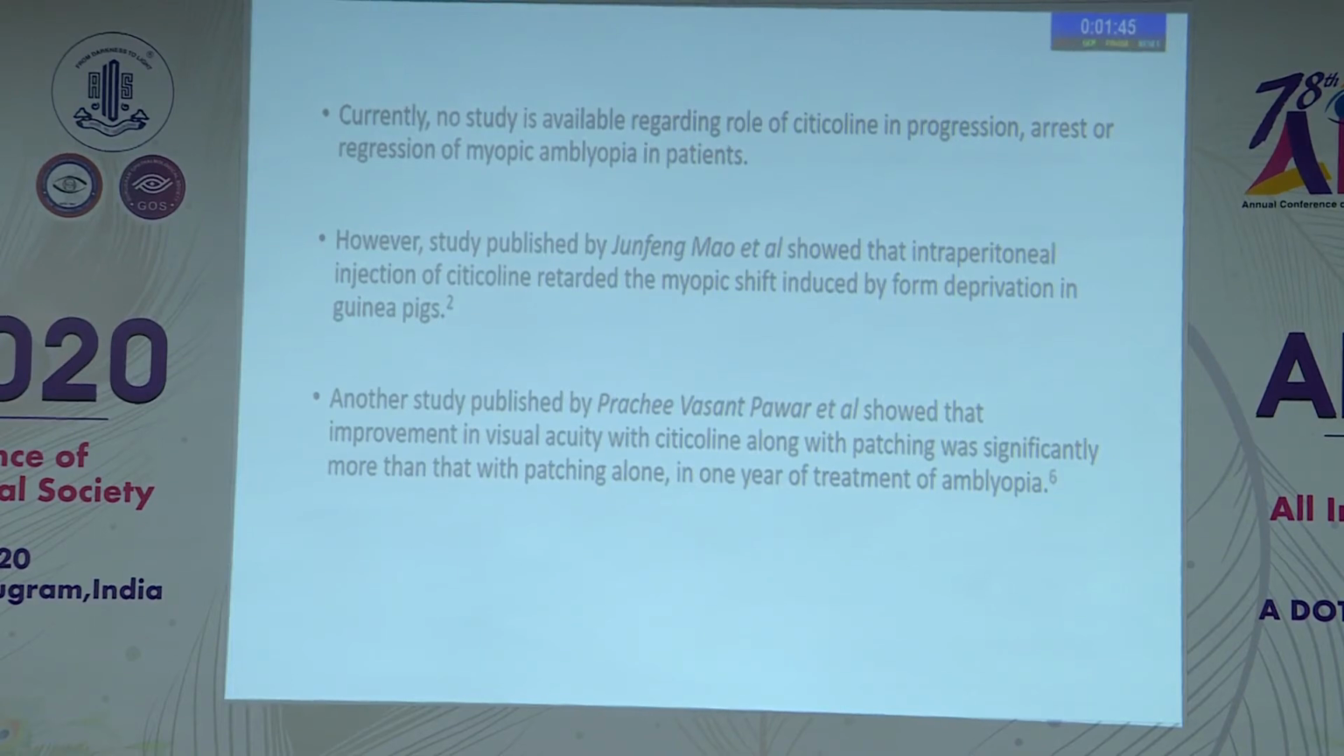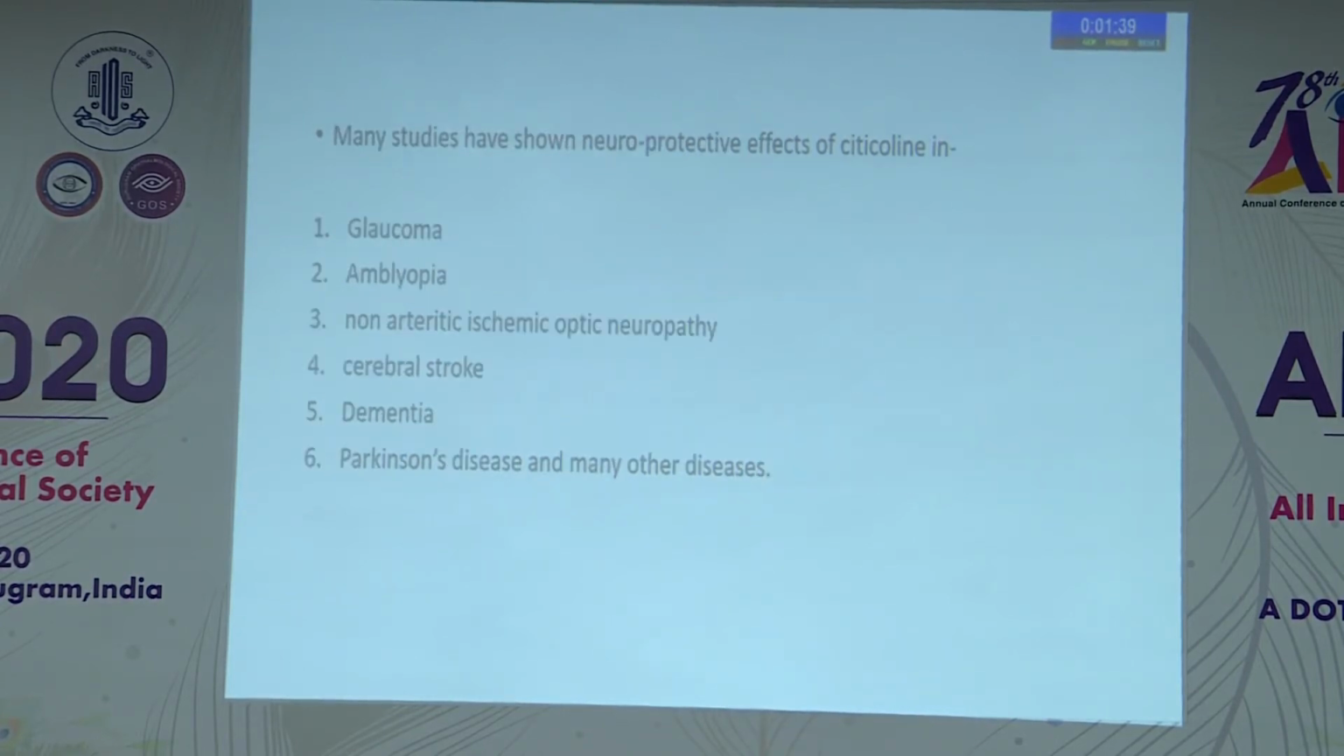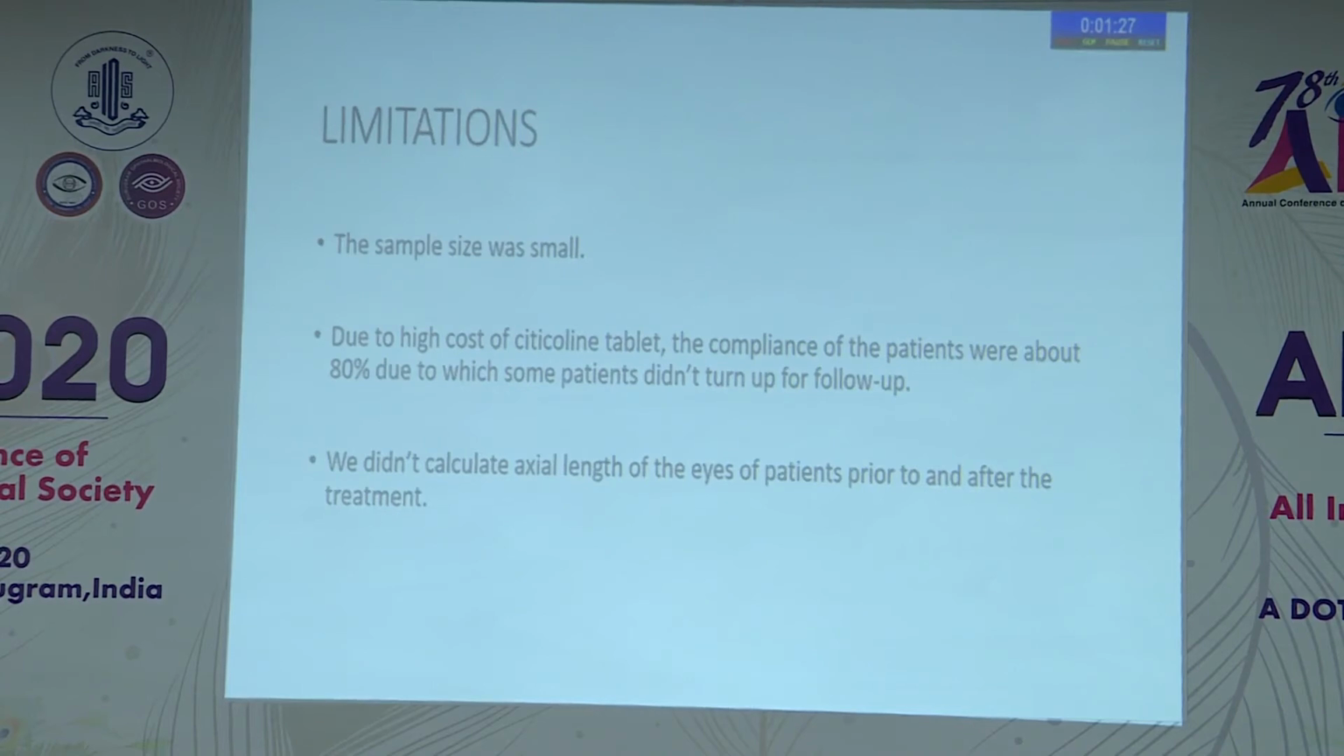Showed that improvement in visual acuity with citicoline along with patching was significantly more than that of patching alone. Many studies have shown neuroprotective effects of citicoline in glaucoma, amblyopia, non-arteritic ischemic optic neuropathy, cerebral stroke, dementia, Parkinson's, and many other diseases. Limitations of my study were the sample size was small.